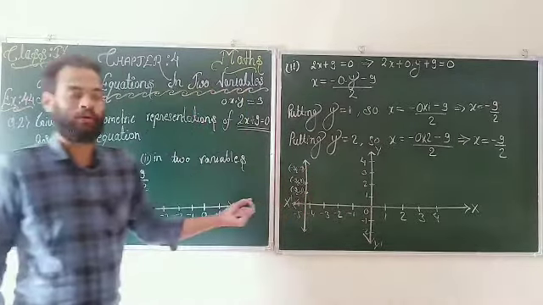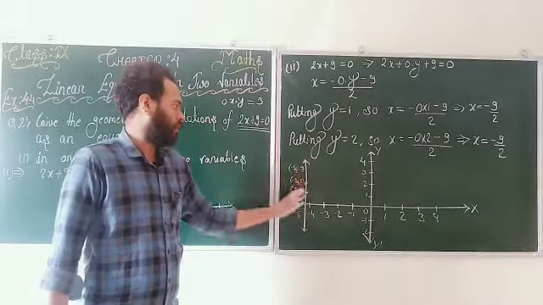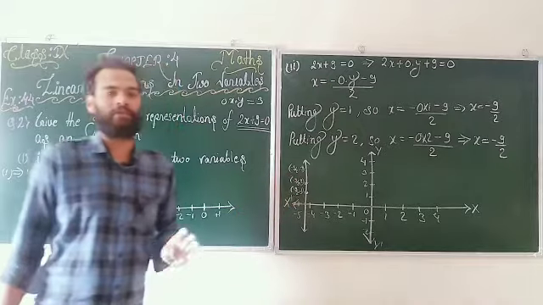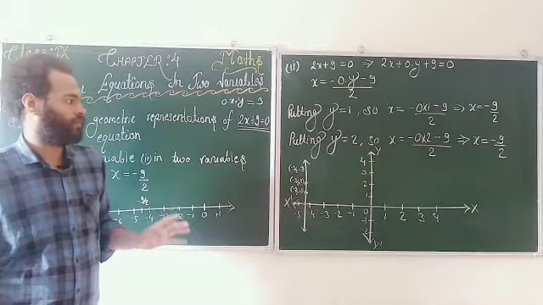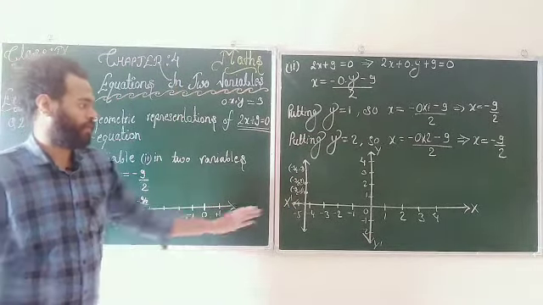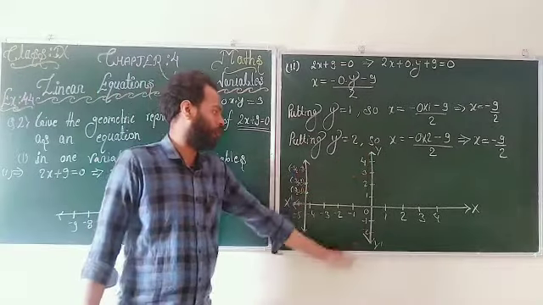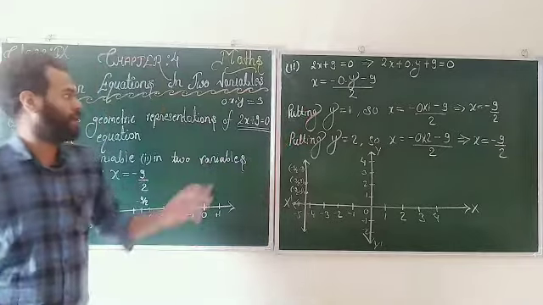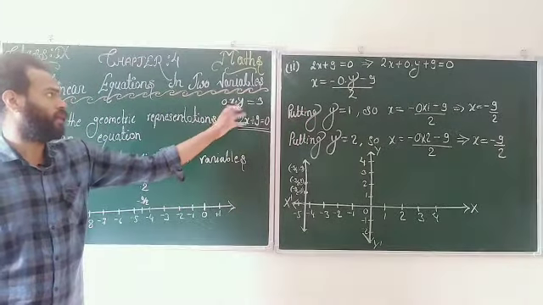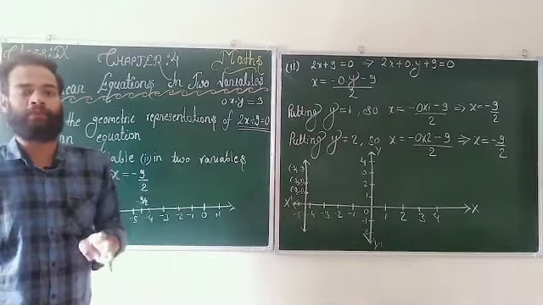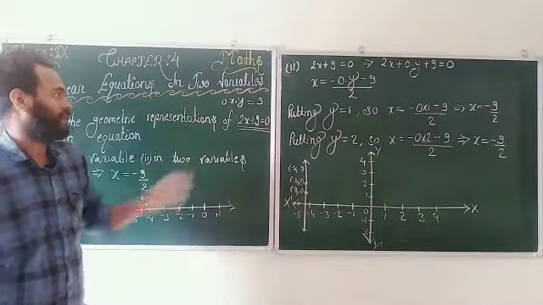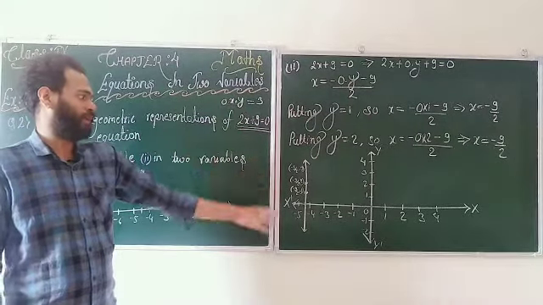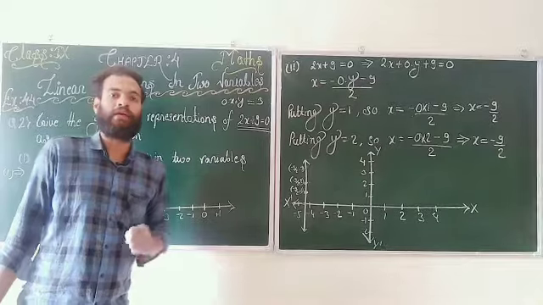At any value of y, the value of x is minus 9 upon 2; the value of x remains the same. So we get a line which is parallel to the y-axis when y is not in the equation, and when x is not in the equation, we get a line which is parallel to the x-axis. Here there is no y, so we get a line which is parallel to the y-axis.